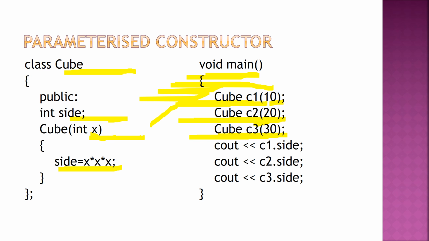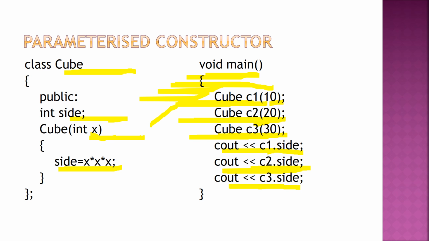After passing all the values, we access c1 dot side, the first object. Once I access the side, the value stored for C1 will be printed. For C1, that is 10 into 10 into 10, 100 into 10, 1000. That is the first value stored. Understood? The same goes for c2 dot side, and third, c3 dot side. This is a small example we have seen for parameterized constructors.